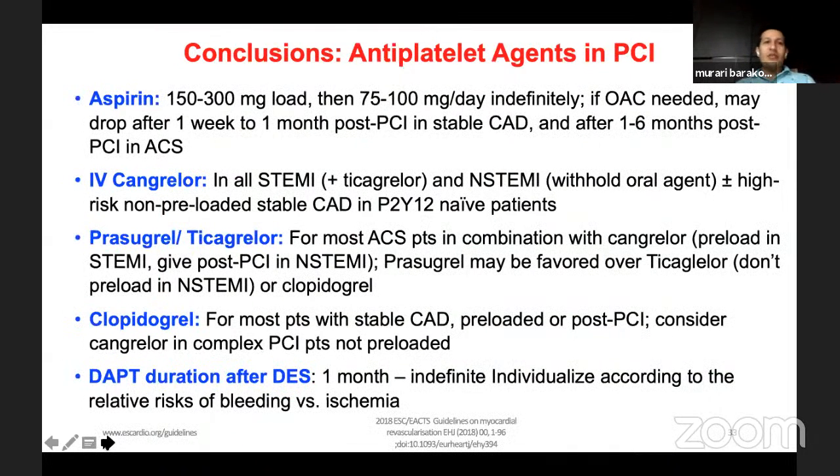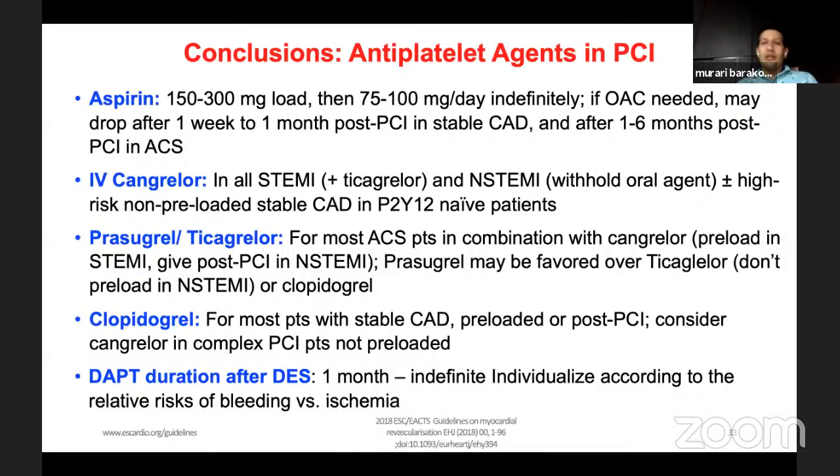So coming to the conclusion, aspirin has to be loaded at 150 to 300 milligram, non-enteric-coated drug. And after that, 75 to 100 and not more than that. Initially people used to give a twice daily dose for 1 week or 2 weeks or sometimes even 1 month. But the studies have shown that it is not required right now.